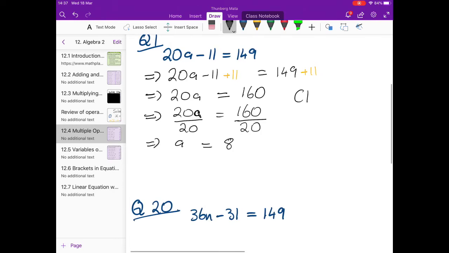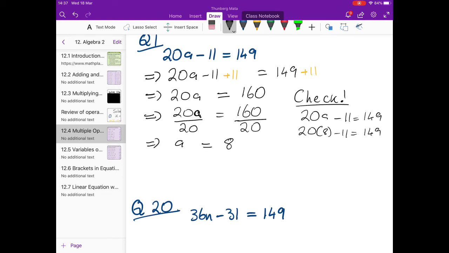Now I can check my answer for this, the same as before. The way I check is I'll have 20a minus 11 is equal to 149, and I'm going to substitute in 8 for a. So I have 20 times 8 minus 11 is equal to 149. 2 8s are 16, then I'll have to add a 0, which brings me to 160, minus 11 is equal to 149. Then I'll have 149 is equal to 149. So I know I've solved this question correctly.